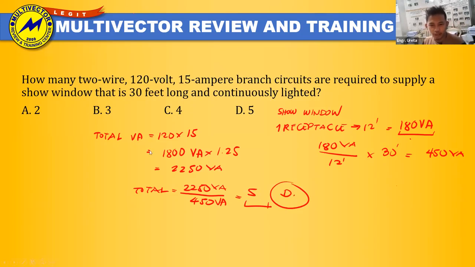Magagamit nyo lang yung total volt ampere natin per branch circuit, which is 1,800 times 1.25. Yung load factor ay yung factor na ginamit. Therefore, the number of branch circuits is the total load over the receptacle volt ampere, which is 450, so 5. Kaya ang tamang sagot, letter D. Okay, so next.